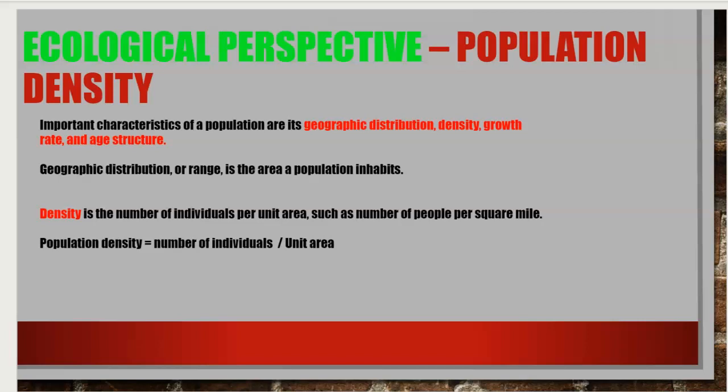Geographic distribution or range is the area a population inhabits. The density is the number of individuals that live per unit area. So the number of people living in a square mile would be an example. And population density is the number of individuals divided by the unit area.